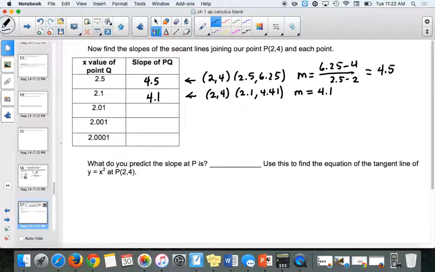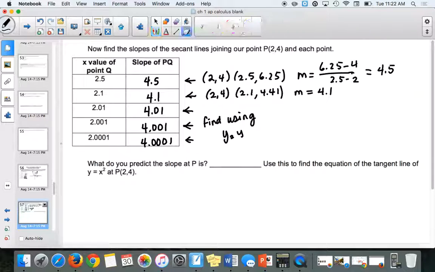There's definitely a pattern. Do you guys see the pattern? This next one's 4.01, 4.001, and 4.0001. So all of these you're finding exactly the same way. We're using y2 minus y1 all over x2 minus x1. We're finding each of them exactly the same way.